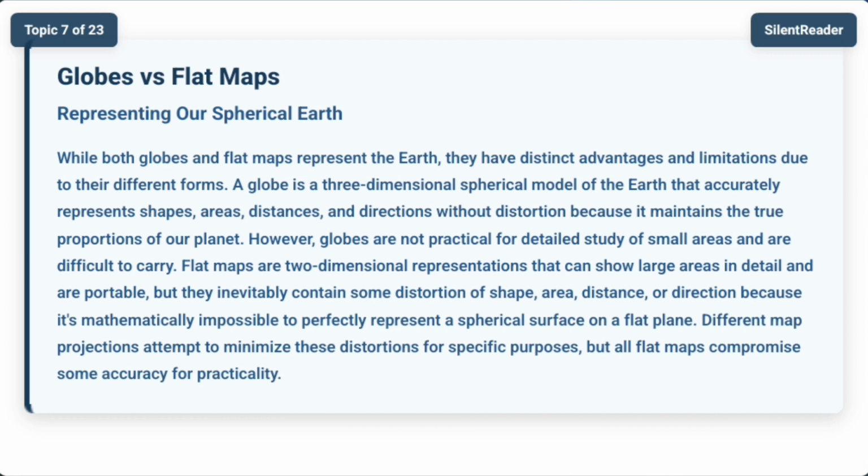Flat maps are two-dimensional representations that can show large areas in detail and are portable, but they inevitably contain some distortion of shape, area, distance, or direction because it's mathematically impossible to perfectly represent a spherical surface on a flat plane. Different map projections attempt to minimize these distortions for specific purposes, but all flat maps compromise some accuracy for practicality.